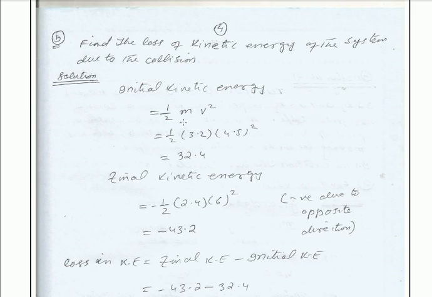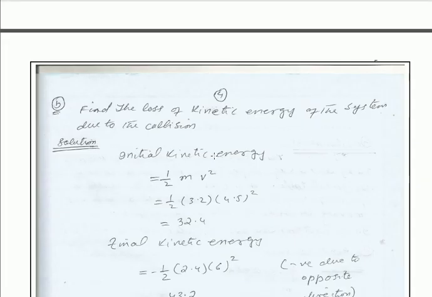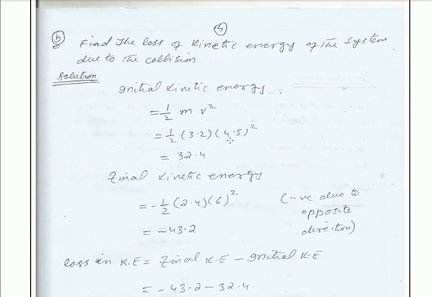Initial kinetic energy is equal to 1 by 2 m v square. By putting the values of mass and velocity, we get 32.4, using the 4.5 velocity calculated in part A. So final kinetic energy is minus 1 by 2 times 2.4 times 6 whole square. After simplification, we get minus 43.2, negative due to the opposite direction of velocity.